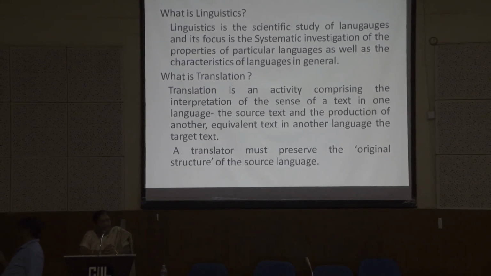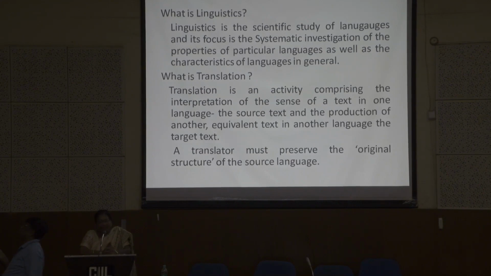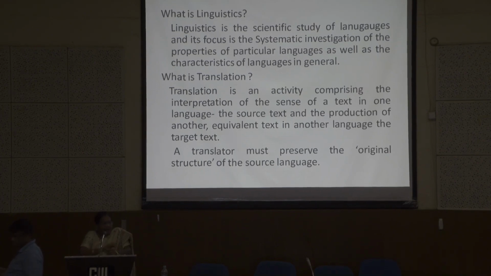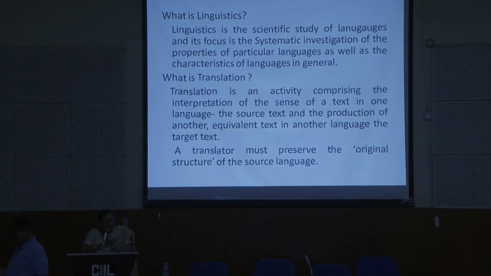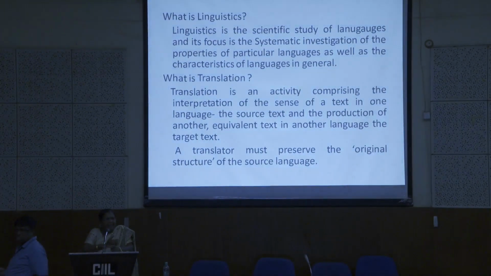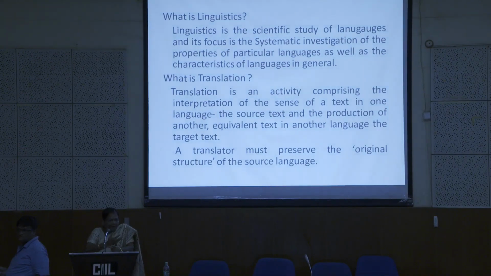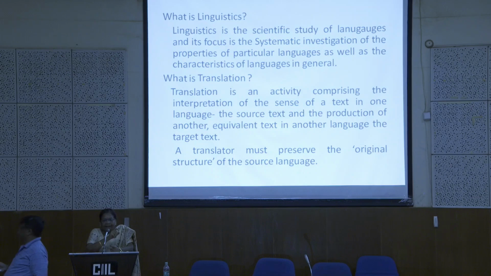What is linguistics? It is the scientific study of a language. What is translation? Translating or transmitting the message from one language to another language. So what is the object of linguistics and translation? It is language. So there we are studying or analyzing the structures of language in linguistics.